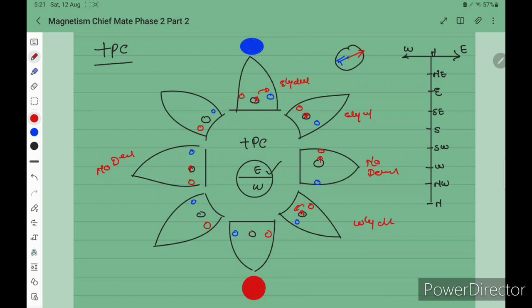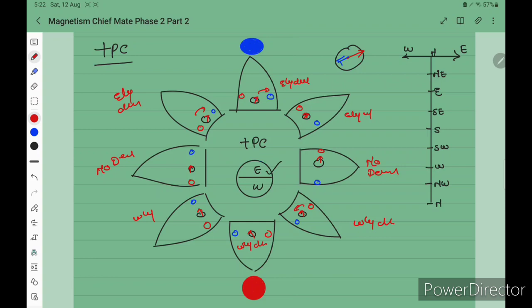Here attract, so westerly deviation, westerly deviation, no deviation. And here attract, so easterly deviation. So easterly deviation on northerly course and westerly deviation on southerly course due to the plus PC.